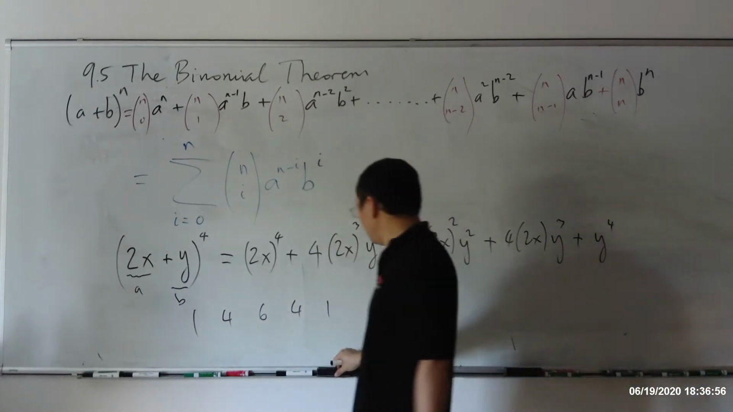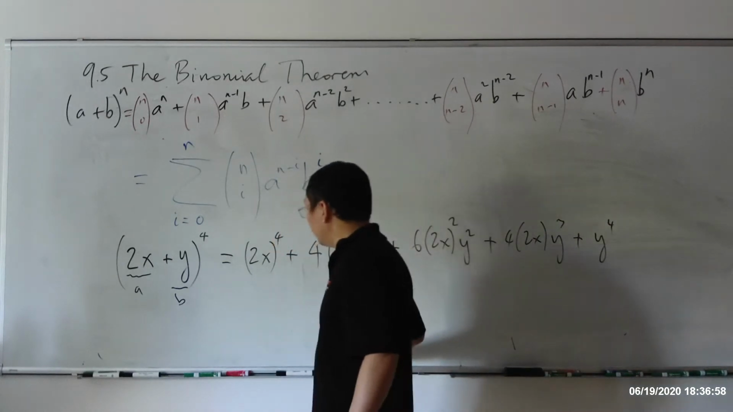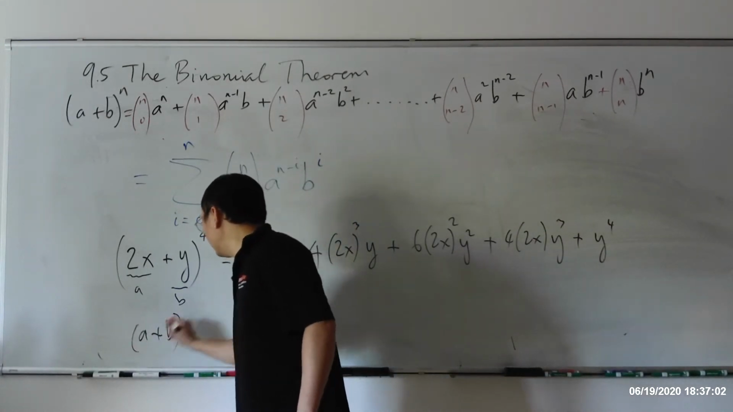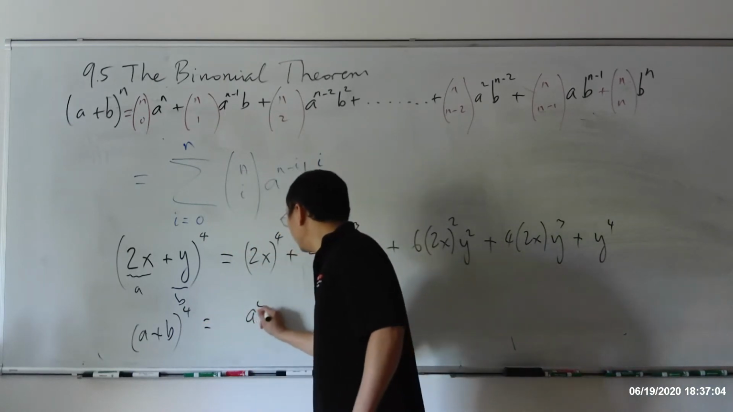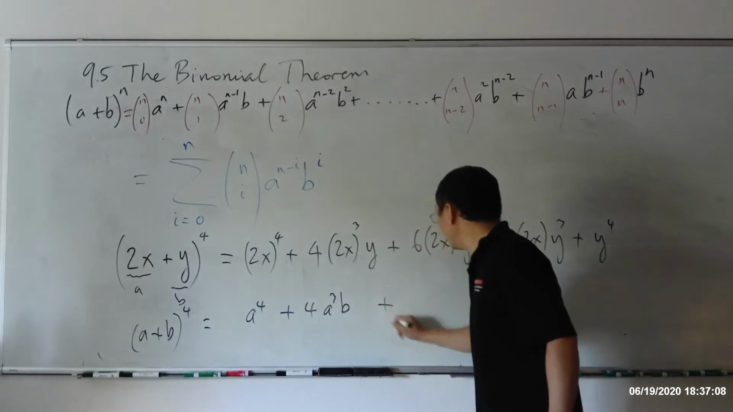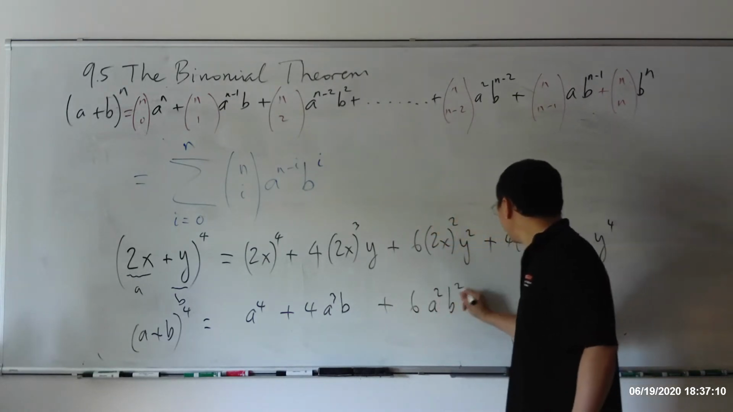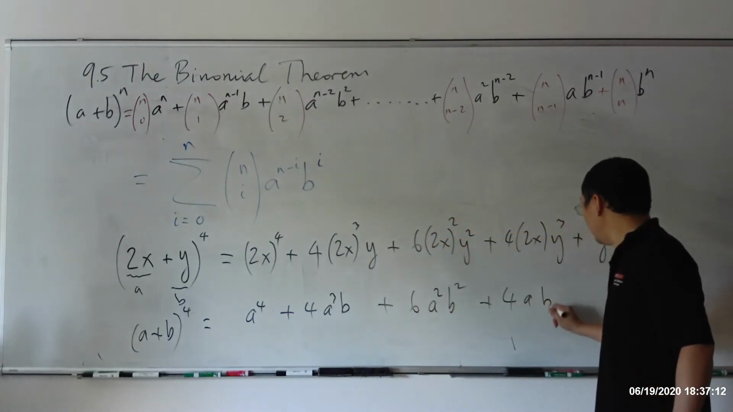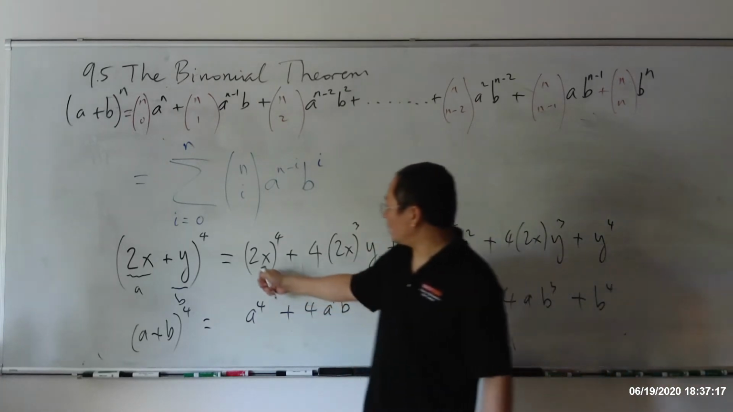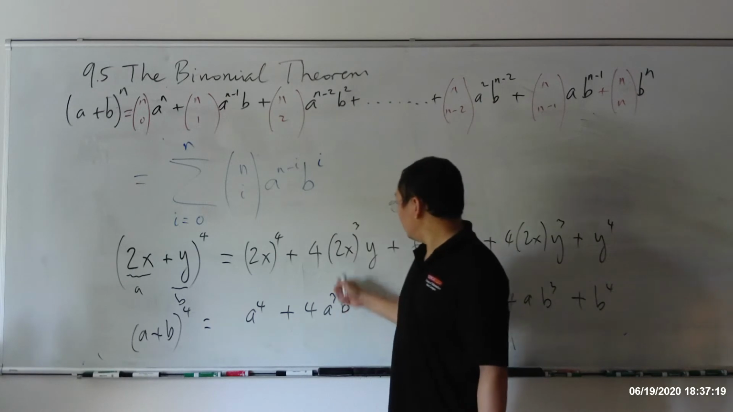What I'm using in here is the formula for n equal to 4. Let me rewrite it, make sure everyone gets it. (a plus b) to the 4 is really a to the 4 plus 4a cubed b plus 6a squared b squared plus 4a b cubed plus b to the 4. And then apply to our problem where a is 2x and b is y.